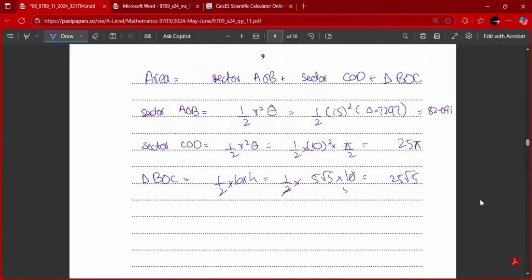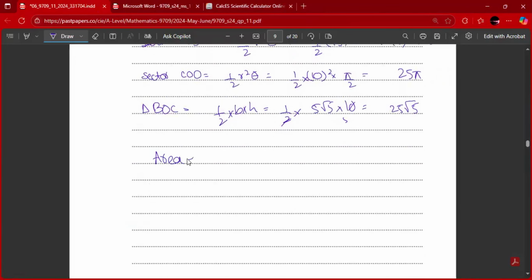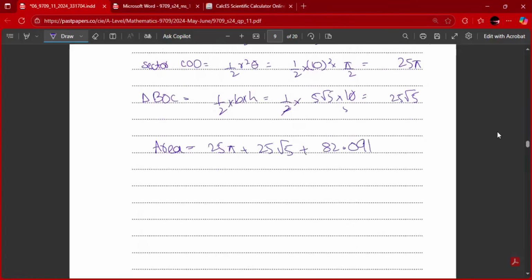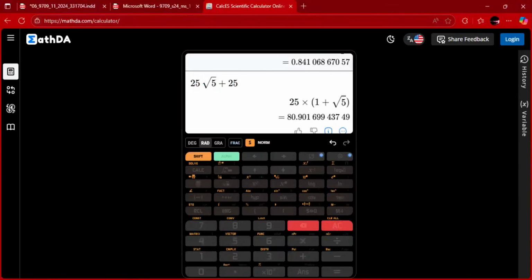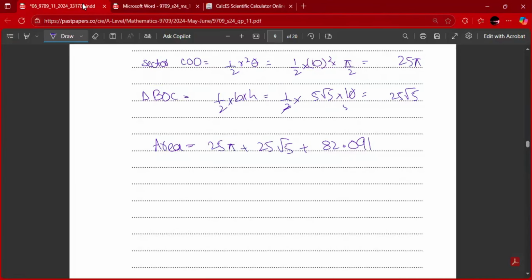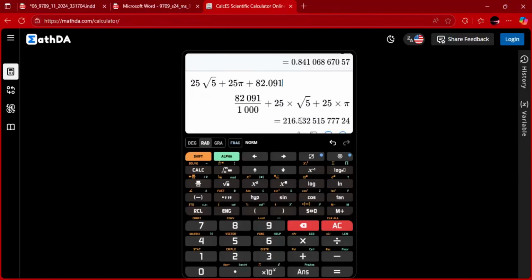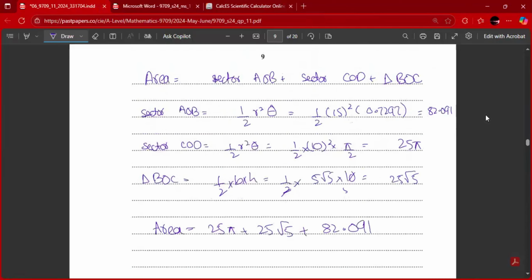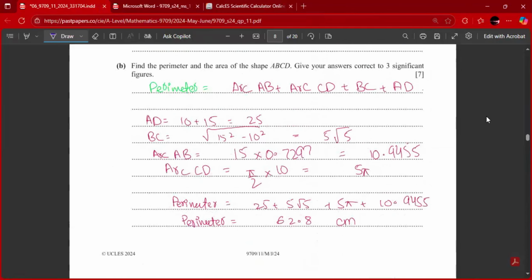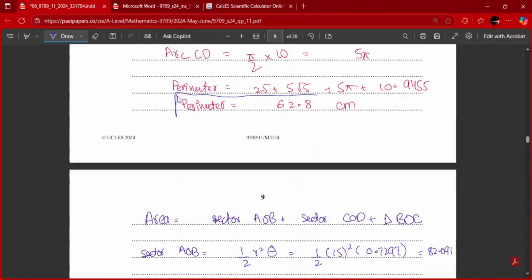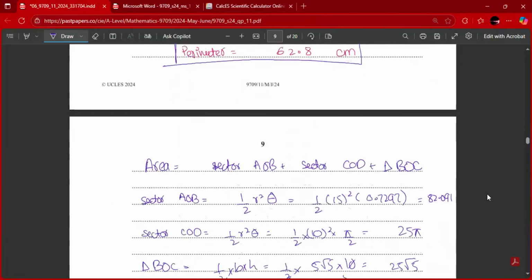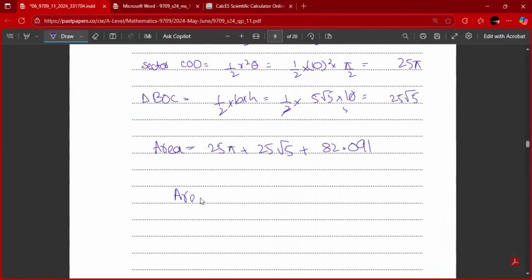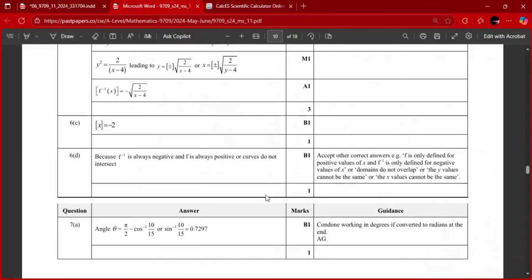Okay, so we are done. Now just the final touches. Area is equal to 25 pi plus 25 square root of 5 plus 82.0917, because we are going to round it off to three significant digits. Let me just highlight the answer. For three significant digits, area is equal to 217 centimeters squared.